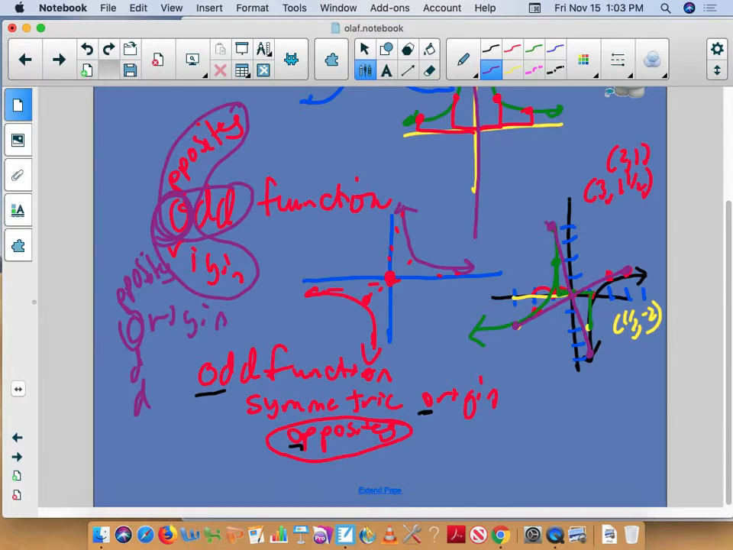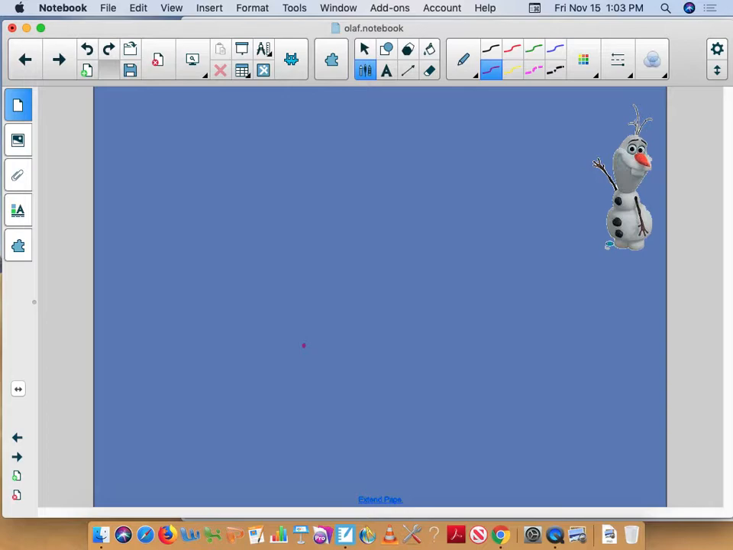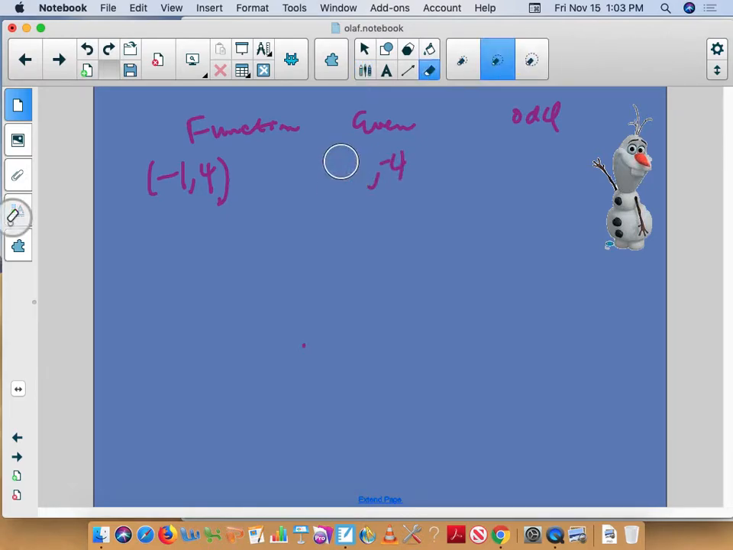Okay? So let's practice with points. I think that'll help you. So Yana, we'll just lead right into that. If I have a function that you can't even see, and if it's even, something will happen, and if it's odd, something will happen. Okay? If the point is (negative 1, 4). If it's even, the point is going to be (1, 4).